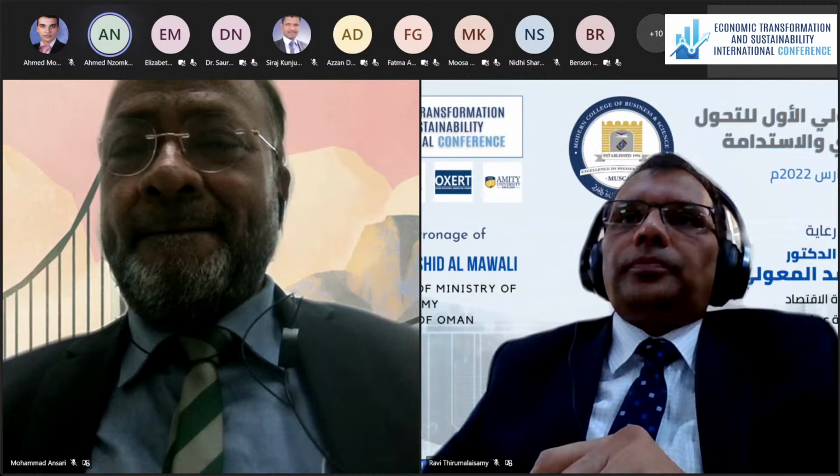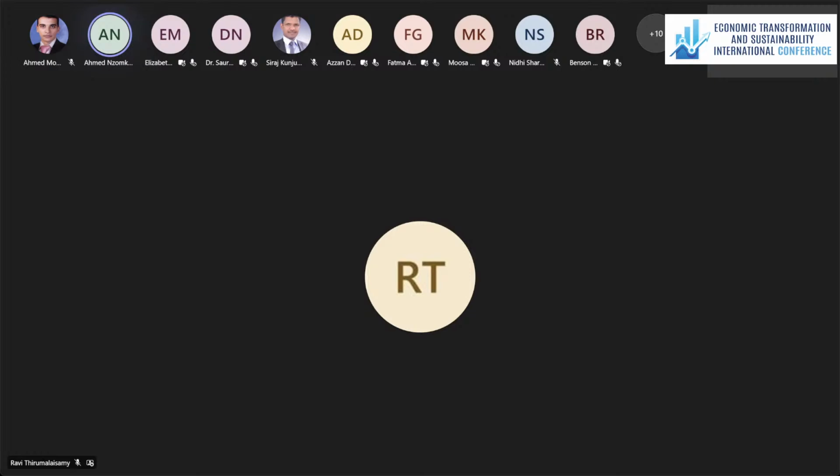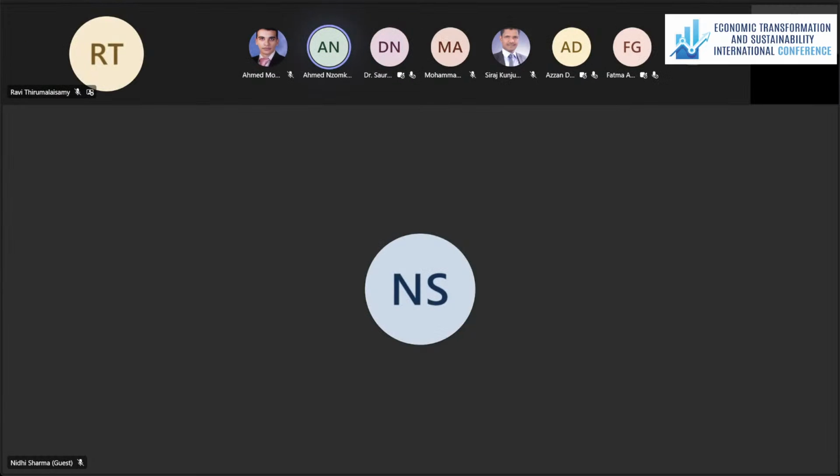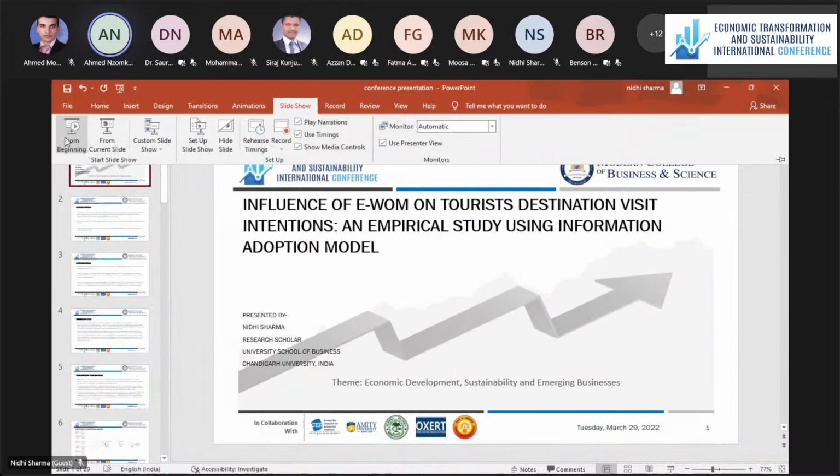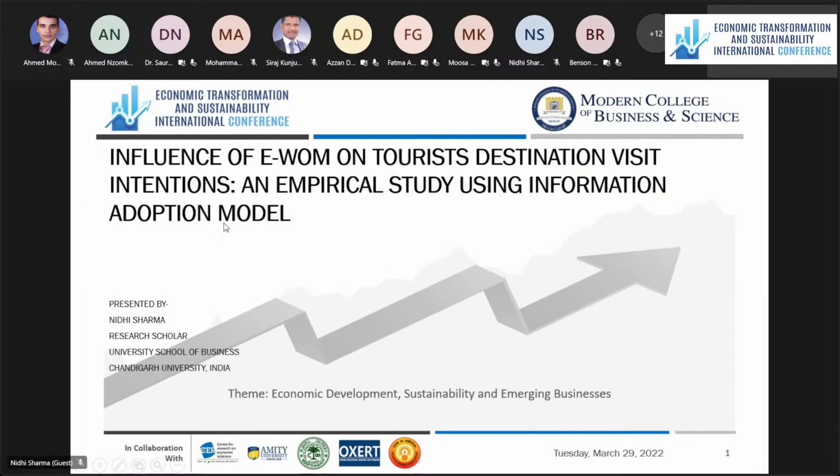The paper is titled Influence of EWOM on Destination Visit Intentions, an empirical study using the information adoption model. This paper is going to be presented by Nidhi Sharma. Whenever you're ready, Nidhi.